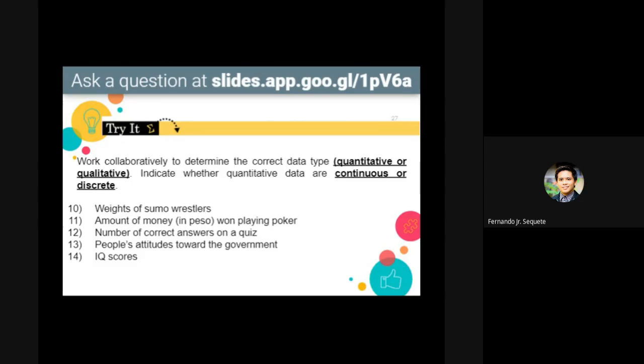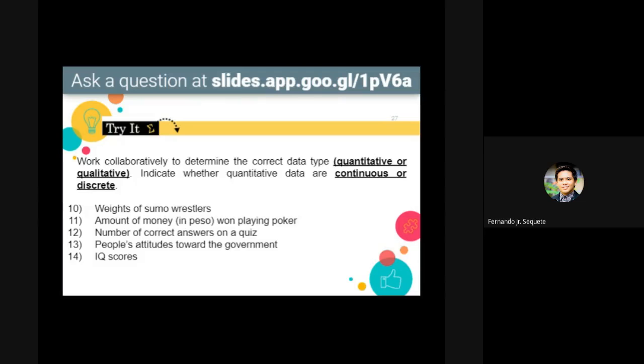Number 12, number of correct answers on a quiz. Discrete, sir. Yes, this is quantitative discrete. All you have to do is count the correct answers. Therefore, that is discrete. Very good.